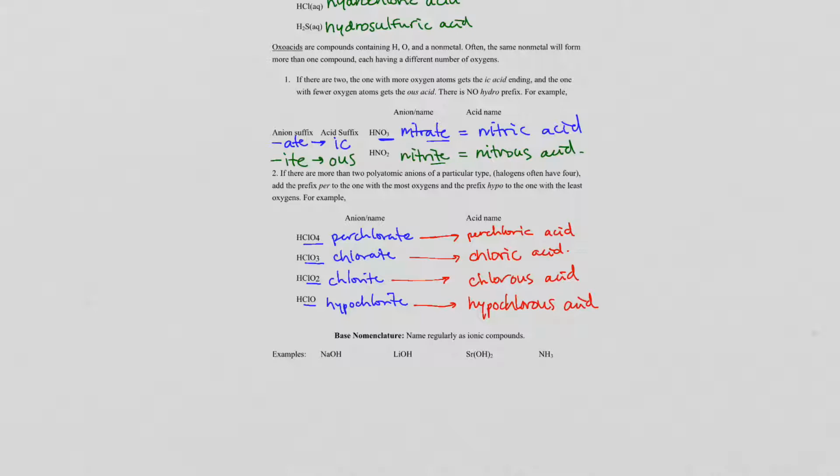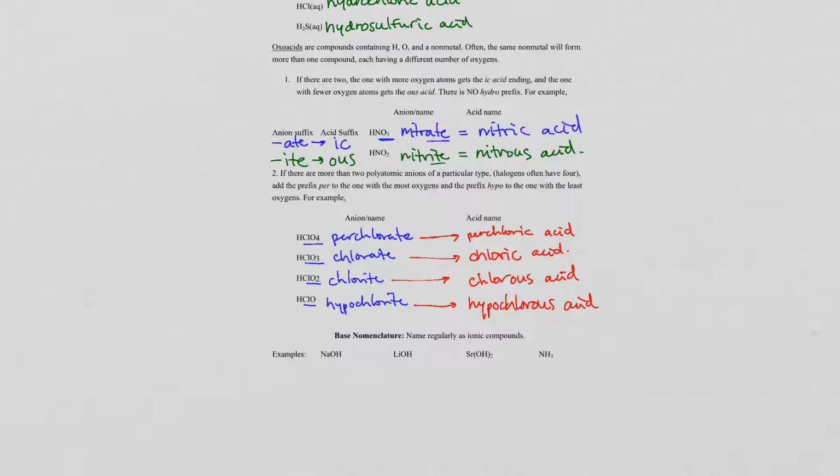Now, really quickly, the thing that differentiates the two things that have chlorate is this "per". The two things that have chlorite is the "hypo". Per means even more, so there are even more oxygens than chlorate in perchlorate. Hypo means even less, so there are even fewer oxygens in hypochlorite than in chlorite.